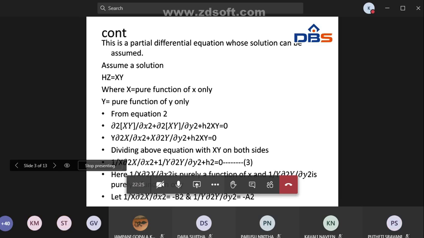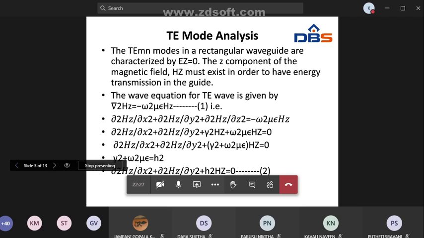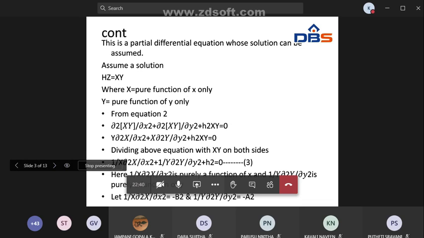Right? So see here, the second equation is ∂²Hz/∂x² + ∂²Hz/∂y² + h² Hz = 0. So in place of Hz, substitute XY. So here we will get ∂²(XY)/∂x² + ∂²(XY)/∂y² + h² XY equal to 0.